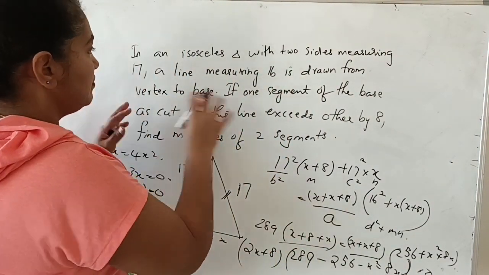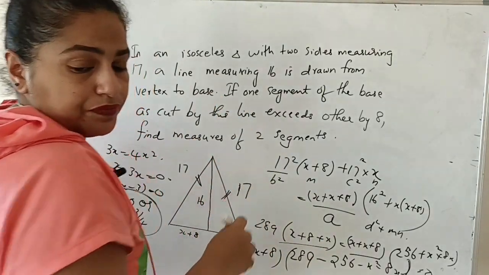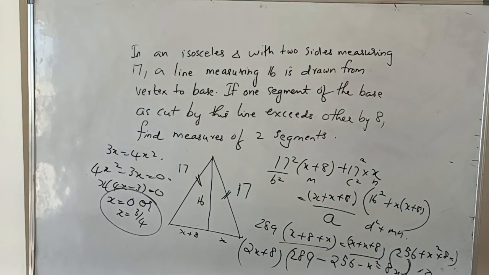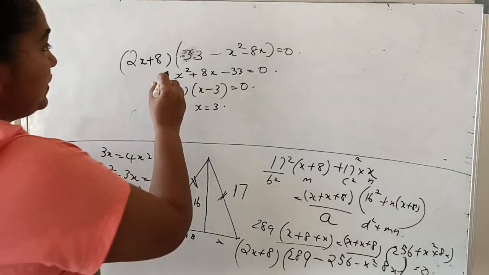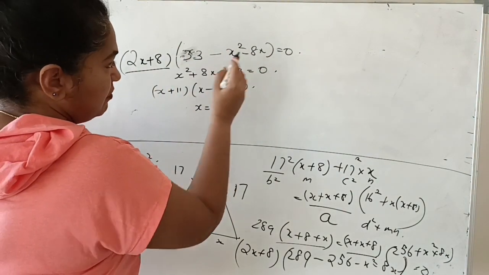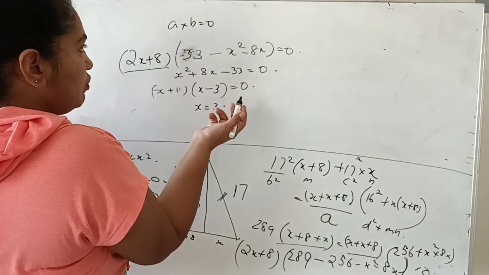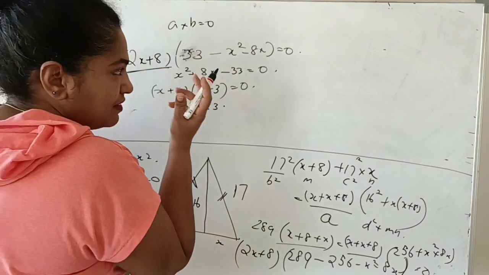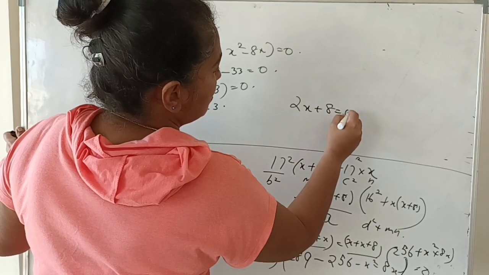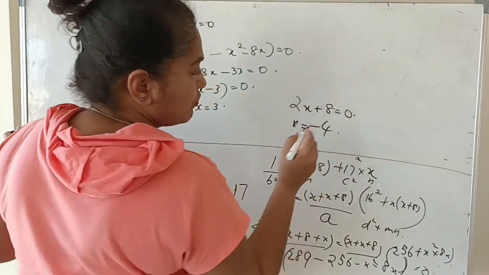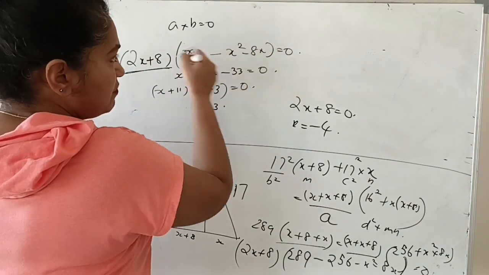Now let me erase this so that I get some more space to do the sum, and then we will get back to solving the sum. So you can see here that I have taken out 2x plus 8 as a common factor, and this is the equation that I am getting. Now a into b is equal to 0, either a is equal to 0 or b is equal to 0. So either 2x plus 8 is 0 or this is 0. Now 2x plus 8 is 0, what happens to x? X becomes minus 4. Now minus 4 is not possible because x is a length. So this is not our answer. So this part has to be 0.